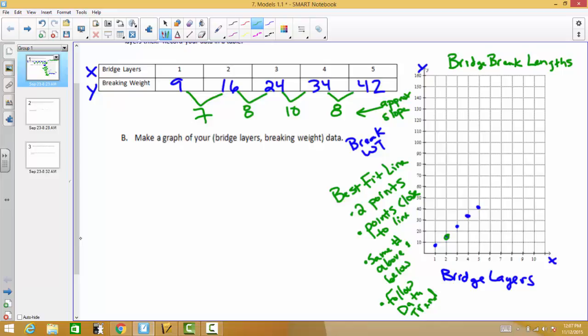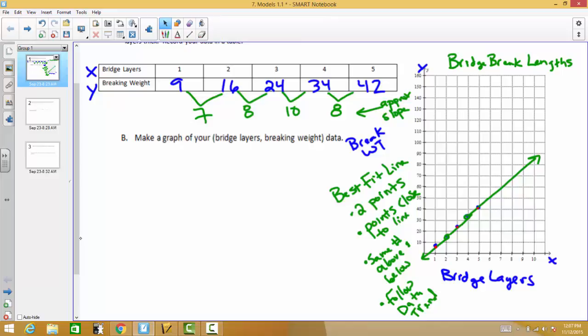So in order to draw a best fit line, this is pretty linear, but you want to pick 2 points, and it doesn't matter what 2, as long as about the same number of points are above and below. It hits 2 points, and the dots are as close to the line as possible. So what I mean by that is this difference, the dot away from the line, is not very different.